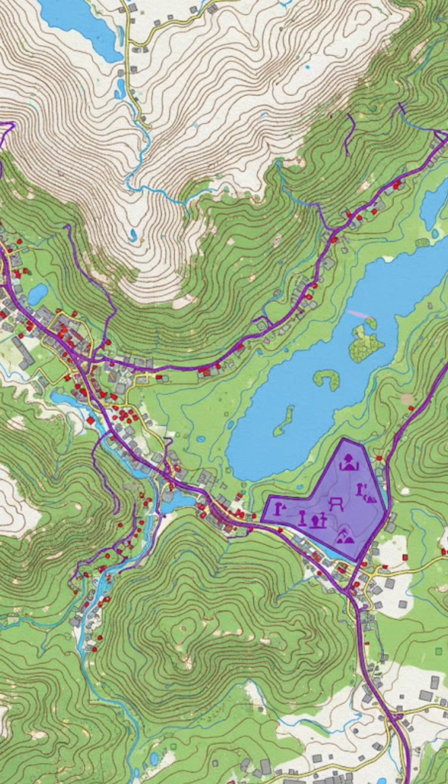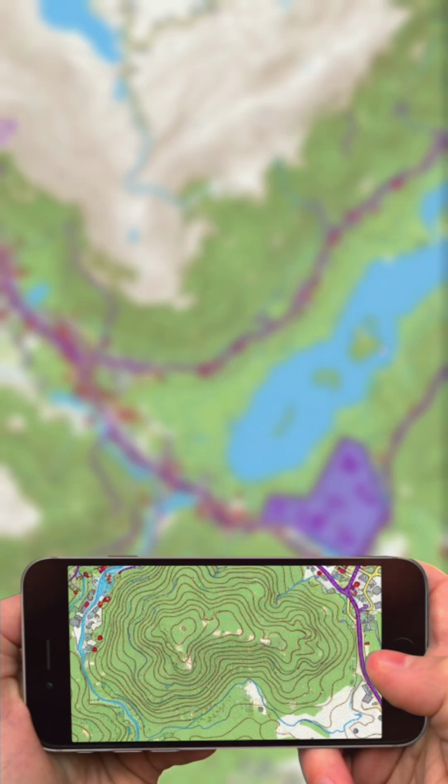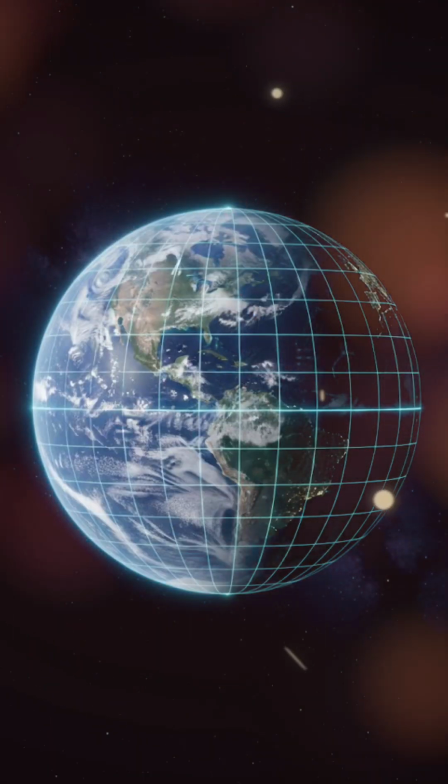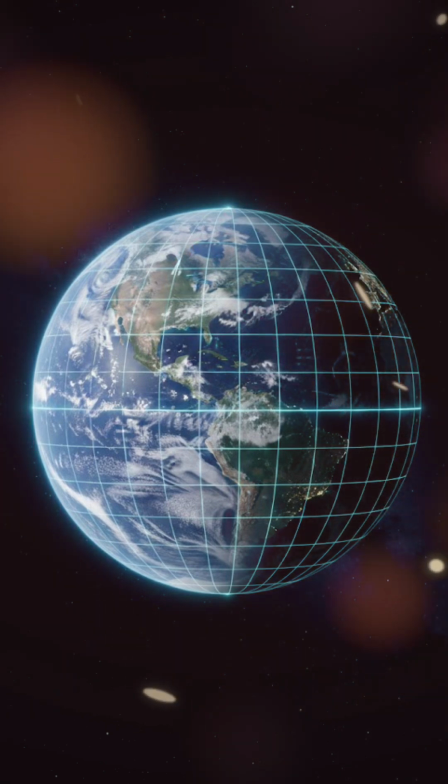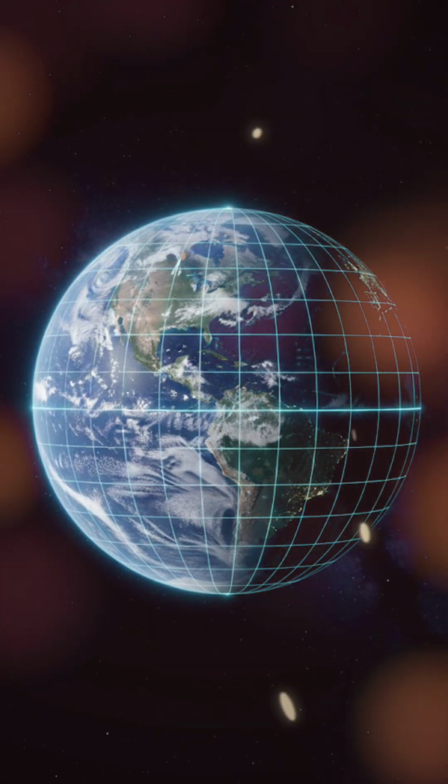So how do these numbers find you? Where a specific line of latitude crosses a specific line of longitude, you get a unique coordinate, a precise address anywhere on the planet. It's like a global game of battleship, and your location is the hit.